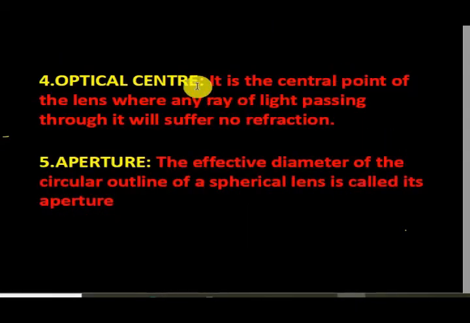Then number 4, optical center. The optical center is the central point of the lens where any ray of light passing through it will suffer no refraction. I'll explain it, don't worry, with a diagram. Then aperture. The effective diameter of the circular outline of a spherical lens is called its aperture.